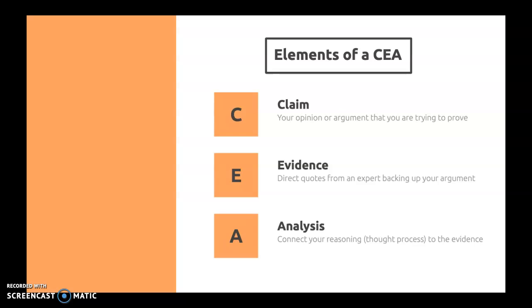The E is evidence. This is usually direct quotes from several different experts on your topic. Again, these experts should be people that are going to back up what you are saying and prove it to be true. Eventually, your evidence can also be paraphrased from these same experts. The A, or analysis, is your writing and your thoughts of how you are going to connect or prove that evidence to your claim. It's really that thought process of why you are trying to prove your claim to be true.